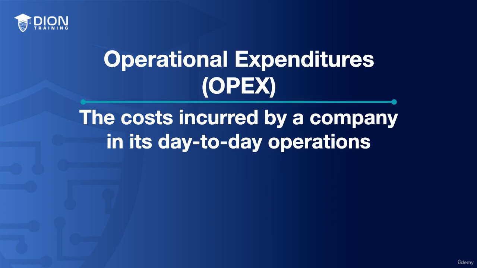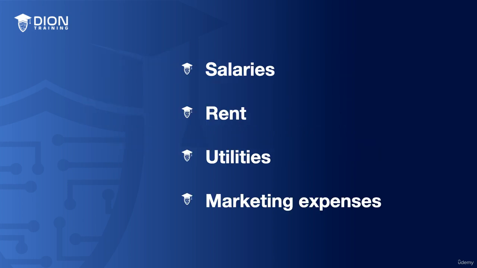Operational expenditures, or OpEx, on the other hand, refer to the costs incurred by a company doing its day-to-day operations. These are ongoing expenses that are incurred to maintain the company's current level of operation. For example, salaries, rent, utilities, and marketing expenses, these are all examples of operational expenditures.